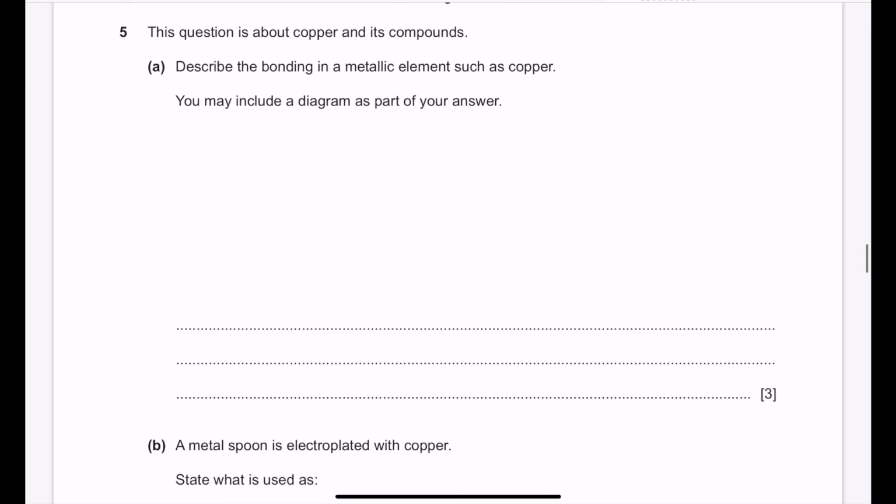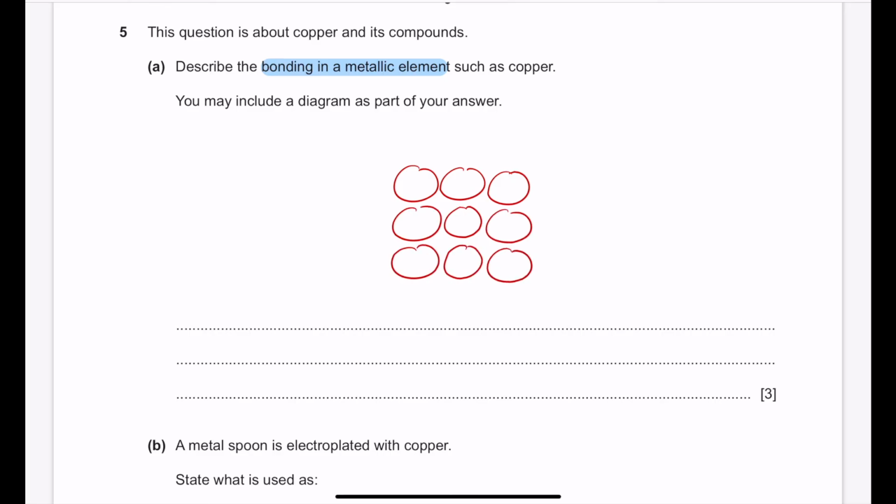Okay, next one, I see copper. Okay, metals. You are asked to describe the bonding in metallic elements. You see, what is the bond in metals again? Remember, it is also called metallic bonding. So how does metallic bonding look like? So you see first, draw, so let me see, they are arranged closely packed to one another. Okay, minimum 3 by 3. Okay, copper, what? So they form what? Copper ion, Cu2+.